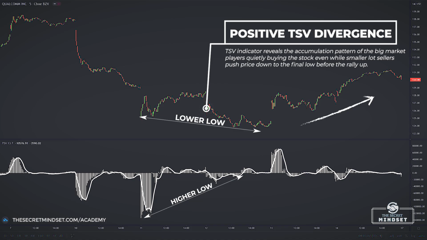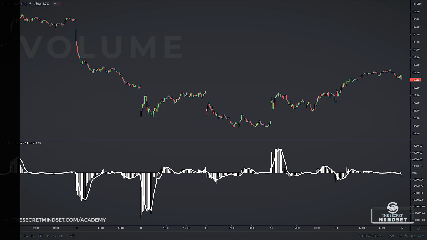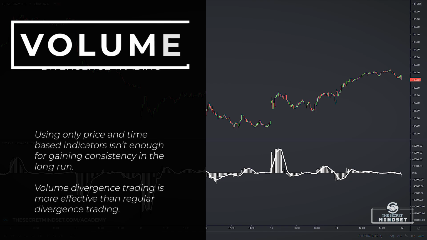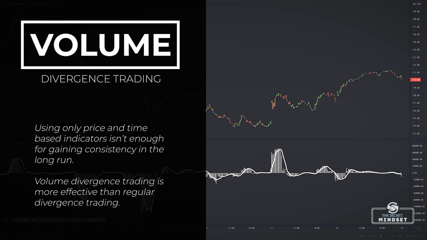This is what I call volume divergence trading, which is more powerful than regular divergence trading. You see, the big problem with most technical traders is that they rely too heavily on price and time indicators and don't evaluate volume indicators sufficiently. In the current marketplace, however, using only price and time-based indicators isn't enough for gaining consistency in the long run.